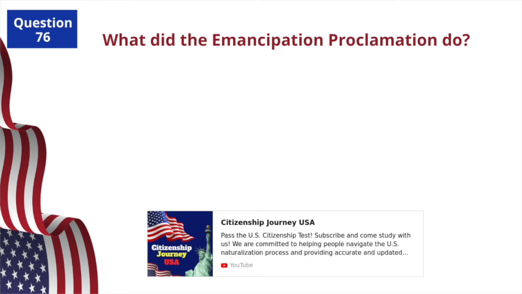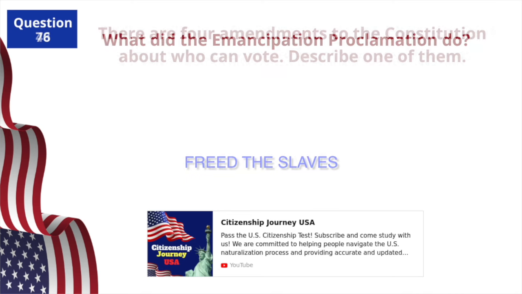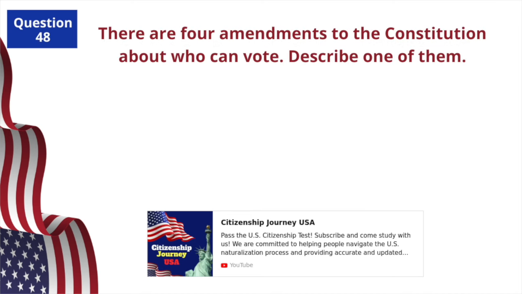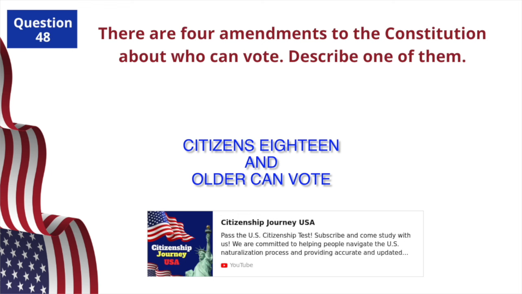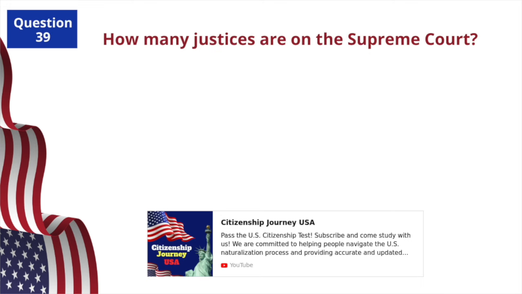What did the Emancipation Proclamation do? Freed the slaves. There are four amendments to the Constitution about who can vote. Describe one of them. Citizens 18 and older can vote. How many justices are on the Supreme Court? 9.